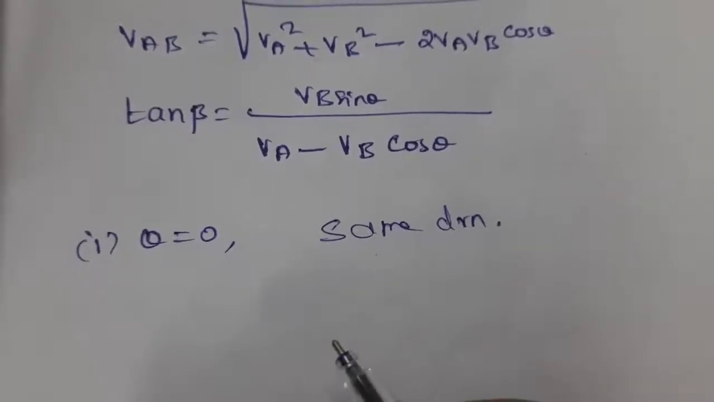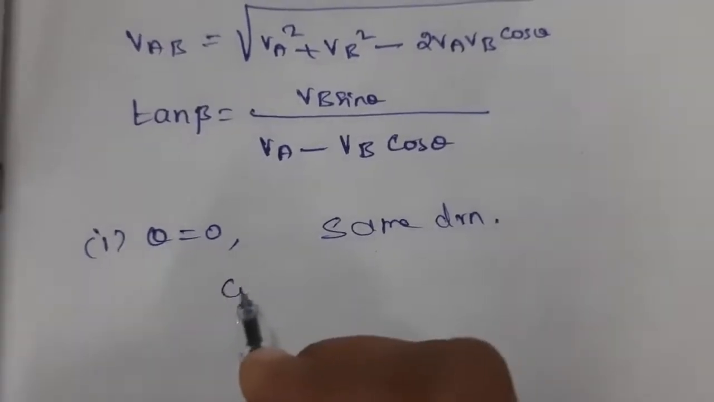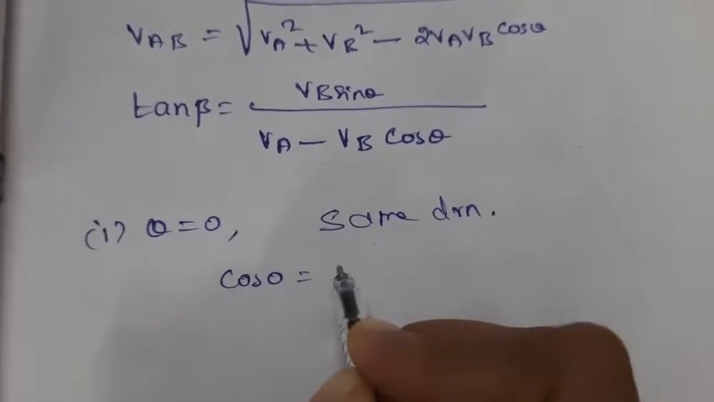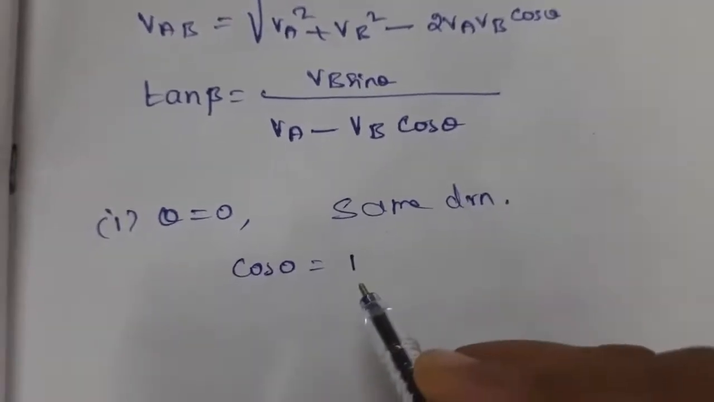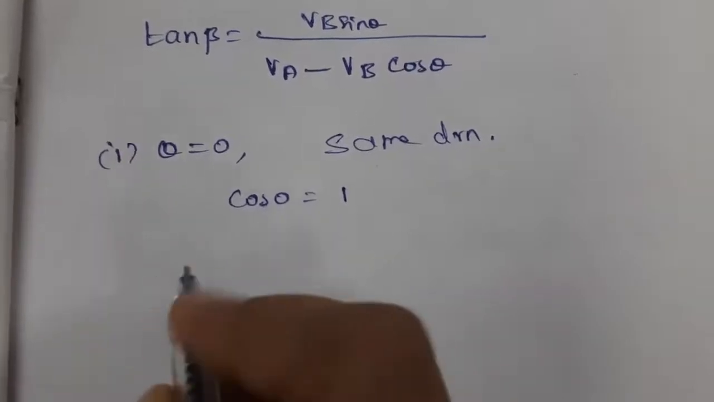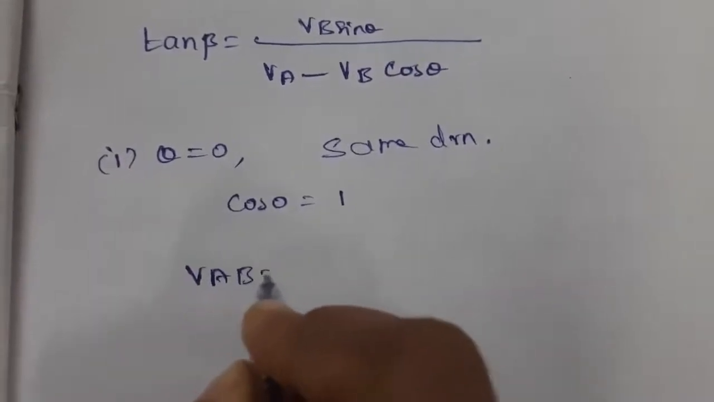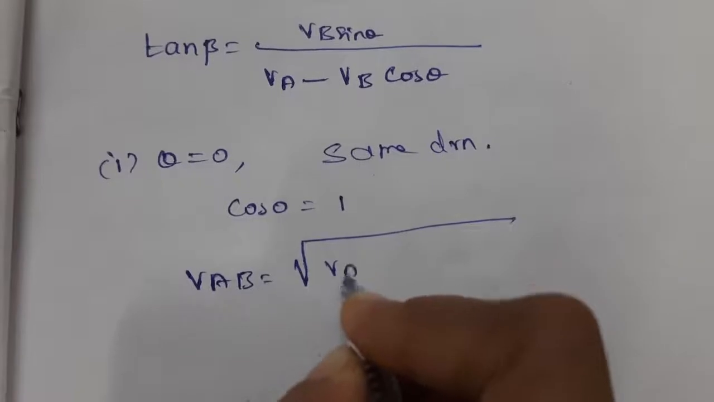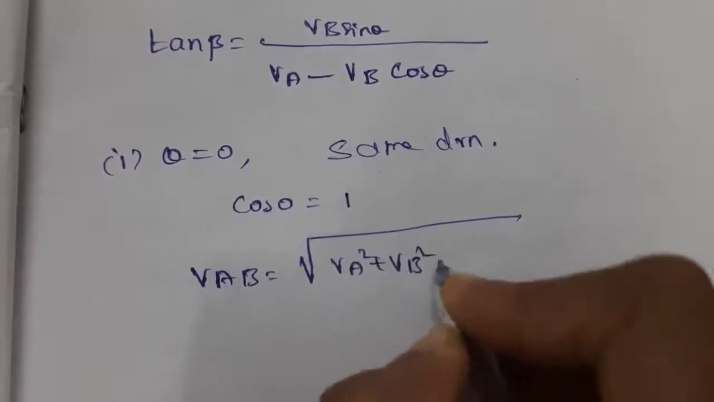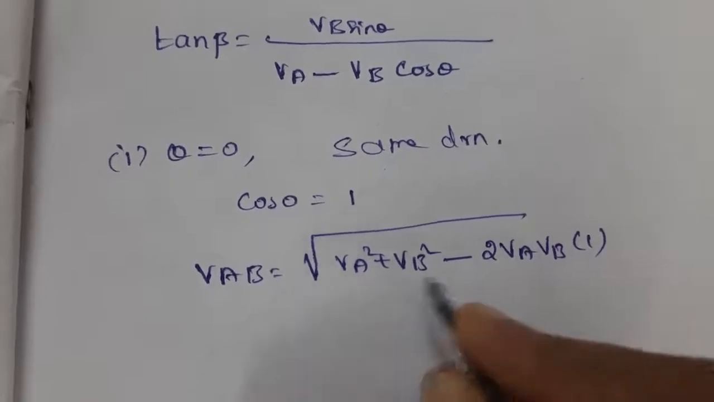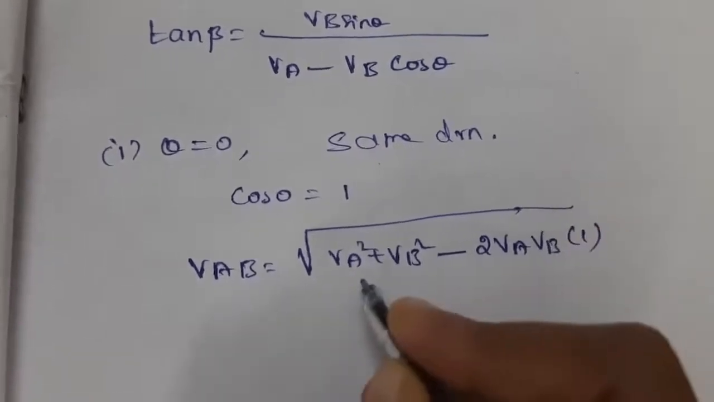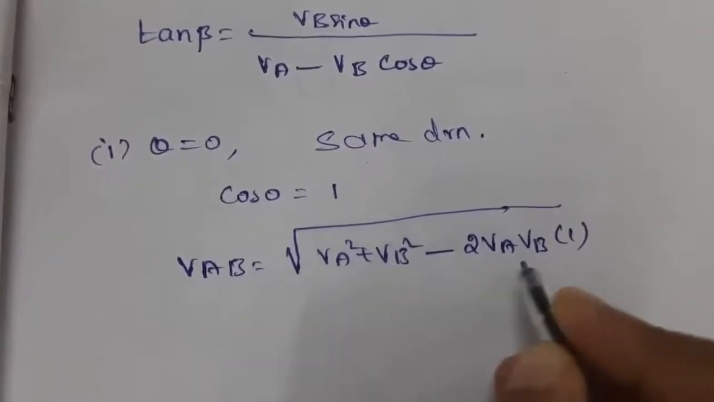Same direction, theta equal to 0. And theta equal to 0, what is cos 0? Cos 0 is 1. So, VAB can be written as root of VA square plus VB square minus 2 VA VB into 1. So, this can be written as A square plus B square minus 2AB.